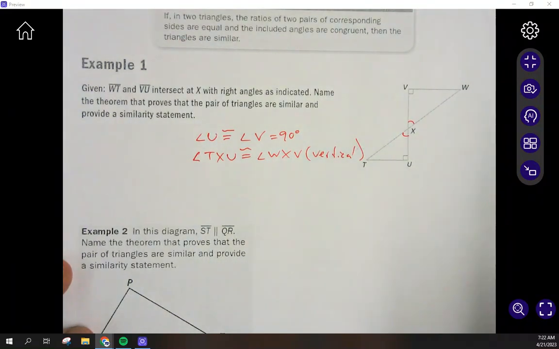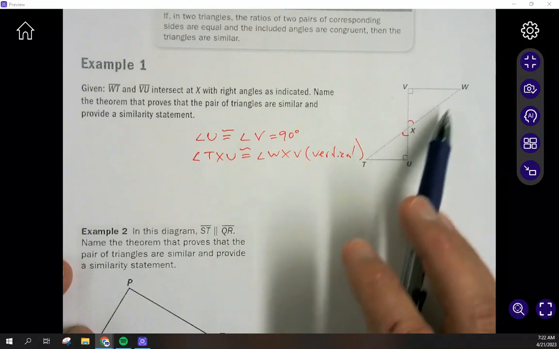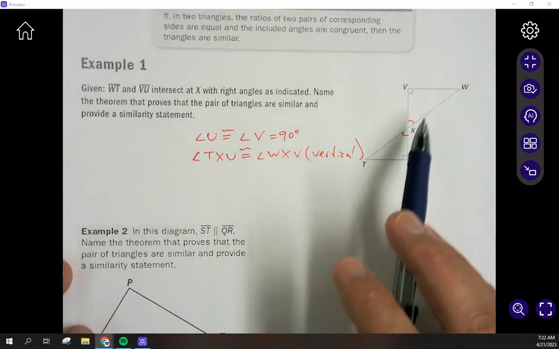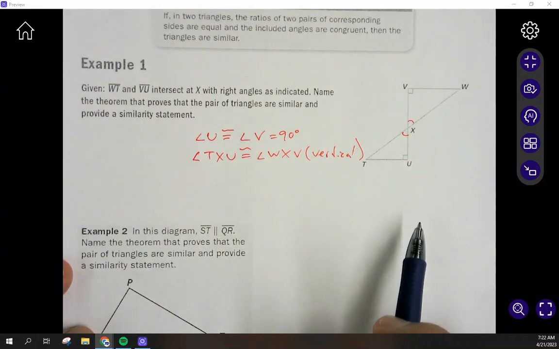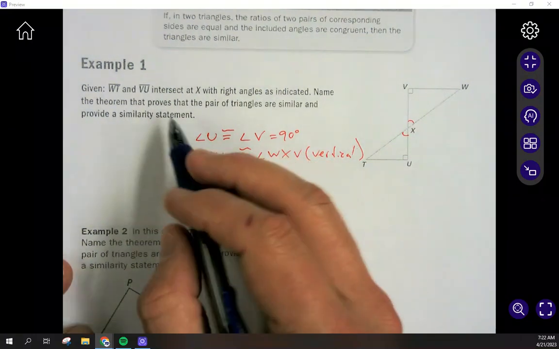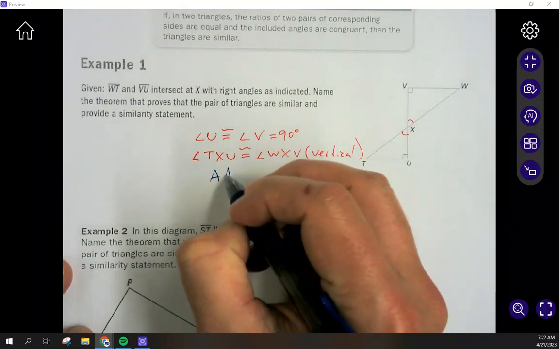And so right there, we already know that those are similar because I have two angles. The third angle would be matching as well. W is going to equal T. That's the third angle theorem, right? If two angles match, the third one automatically matches. So I know these two triangles are similar. We're going to go ahead and write a similarity statement. This is by the AA theorem.